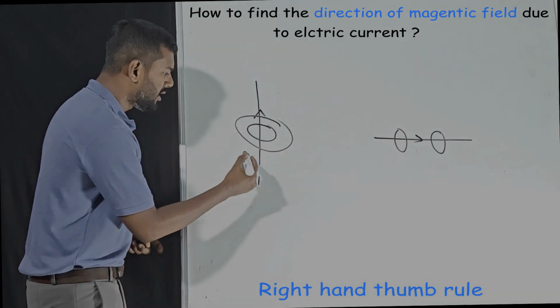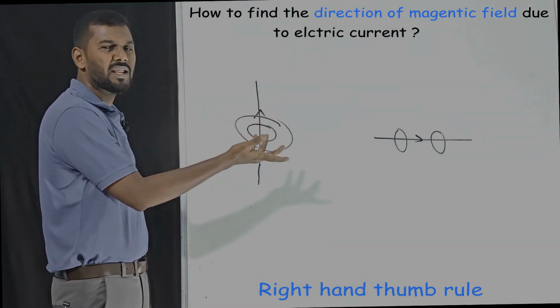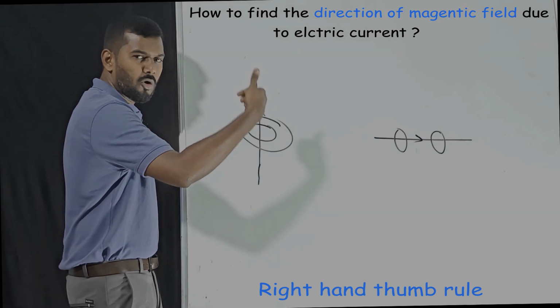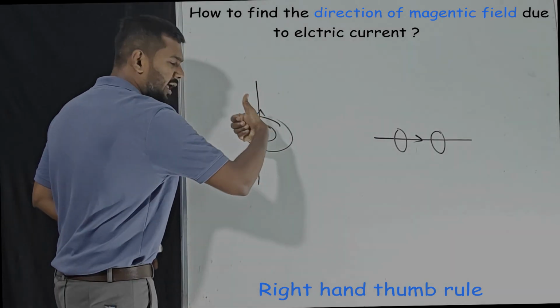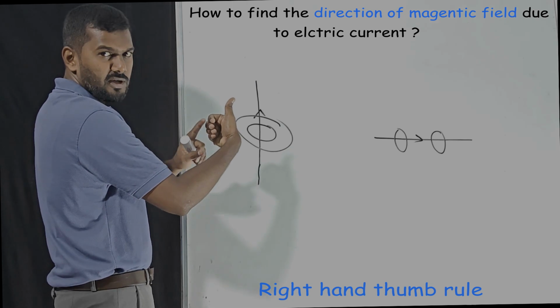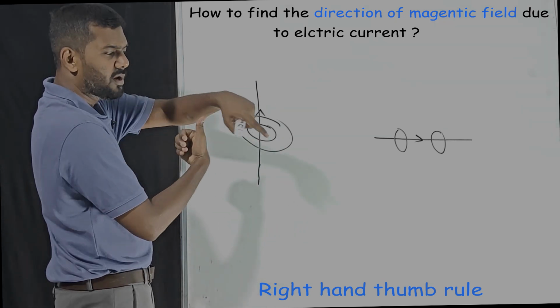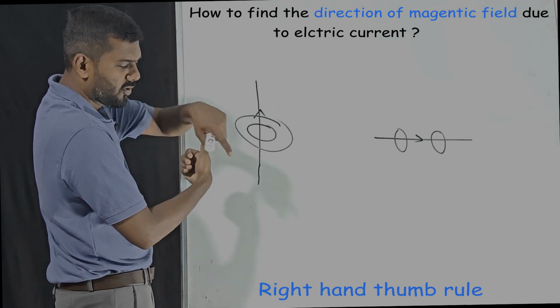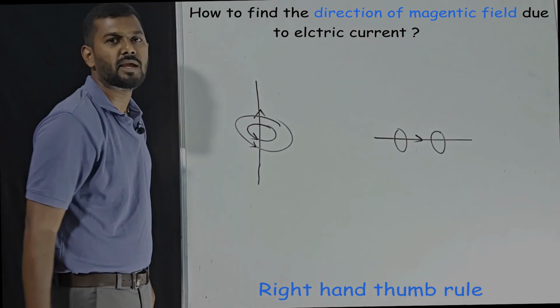First we'll learn it for the upward direction. For the downward direction, it is exactly opposite. So you hold it like this. This thumb represents the direction of current. Then these fingers will tell us in which way it is going to rotate. See, it is going towards the right, correct? So the direction of magnetic field will be like this.